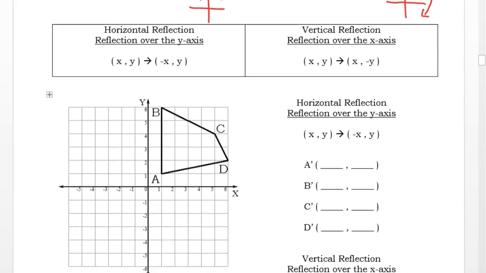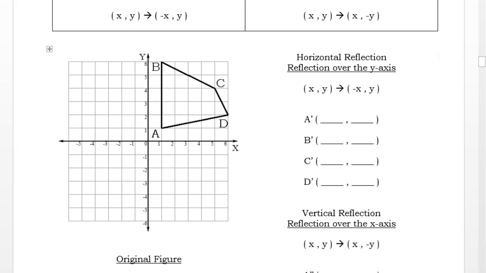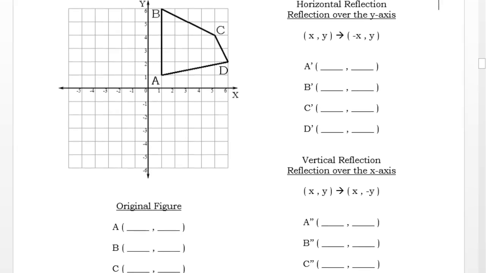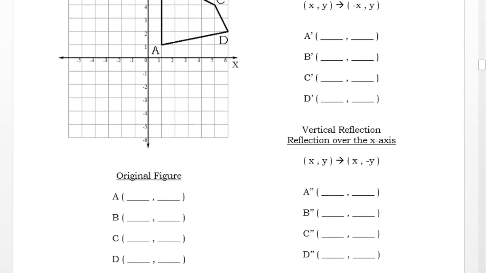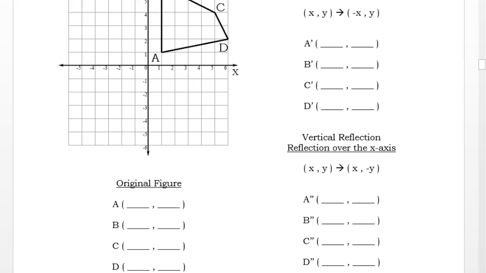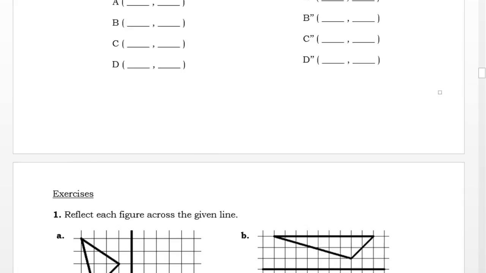So I have a shape here, and I'm going to put the coordinates of that shape underneath it, so I can get the whole thing on there. The coordinates of A are right here. That is 1 over and 1 up. So the coordinates would be 1, 1.